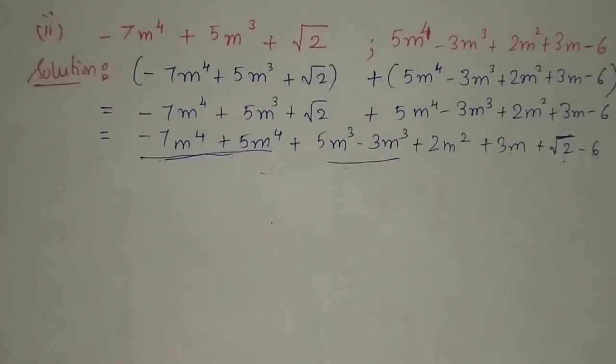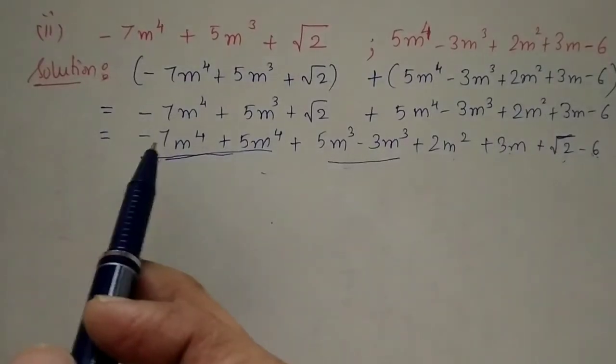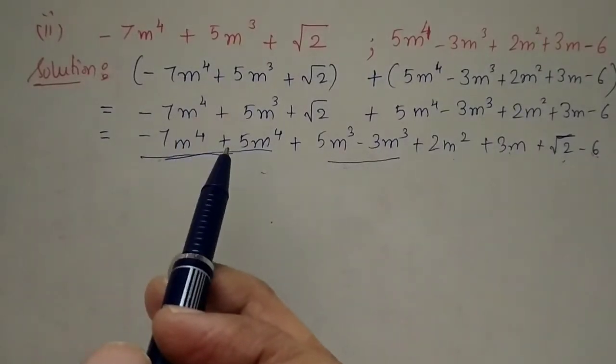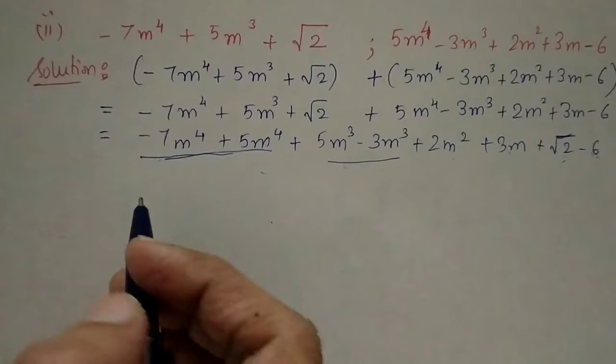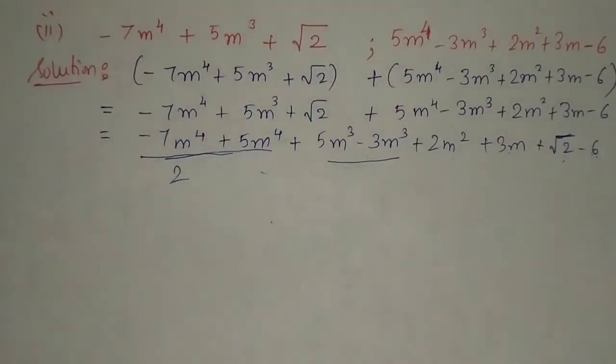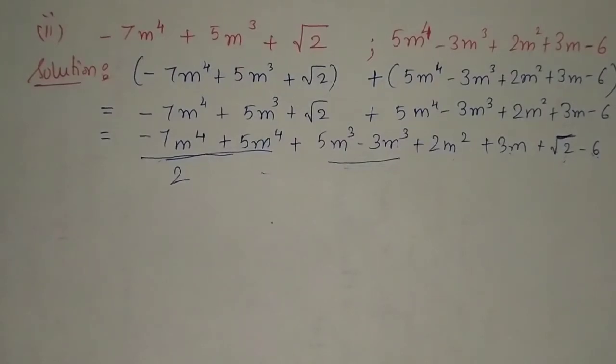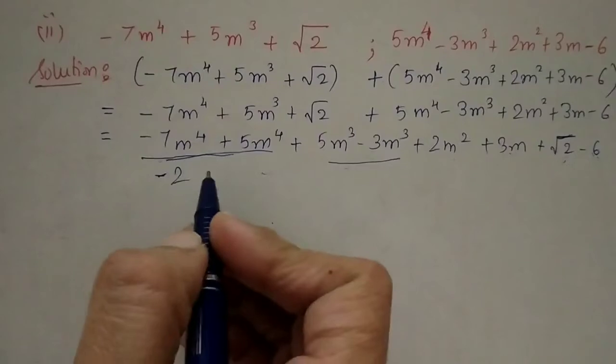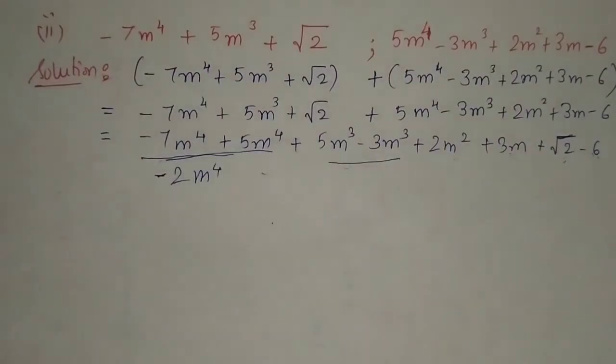Okay, so let us add now. Now minus 7 plus 5, minus 7 plus 5. So minus into plus is minus, 7 minus 5 is 2. Now we write the sign of the bigger number. Out of 7 and 5 the bigger number is 7. So I write down minus 2n raised to 4.